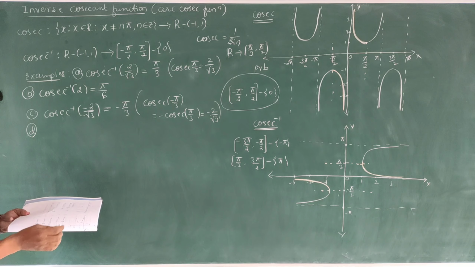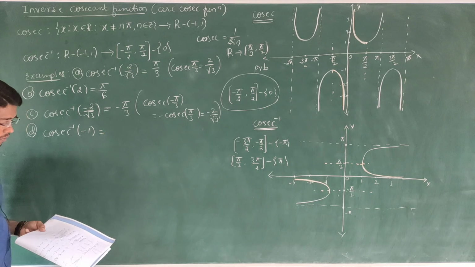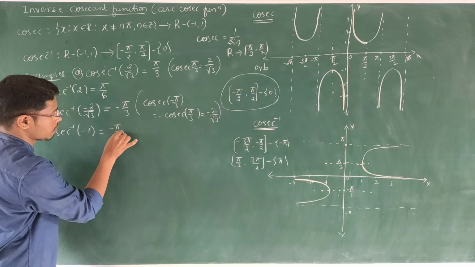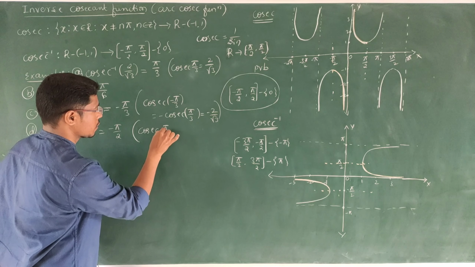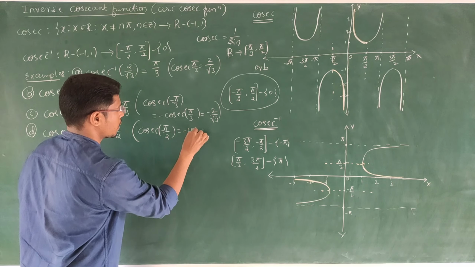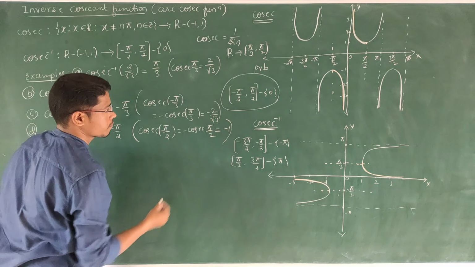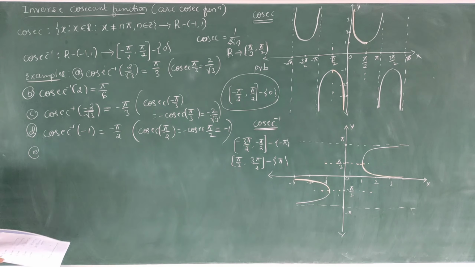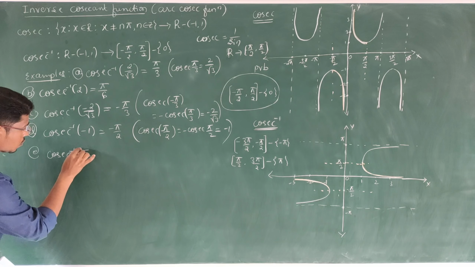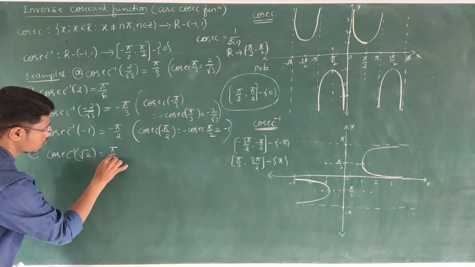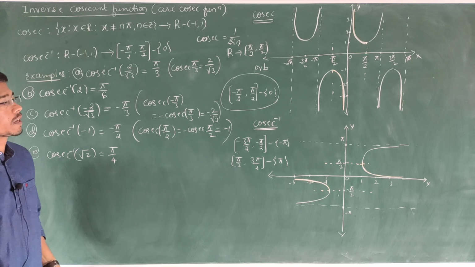Next one, cosec inverse of minus 1. So this is equal to minus pi divided by 2, because cosec of minus pi by 2 equals minus cosec pi by 2, which is equal to minus 1. Okay, right. Next one, E, cosec inverse of root 2. This is pi divided by 4, 45 degrees. Cosec inverse of root 2 is pi divided by 4.